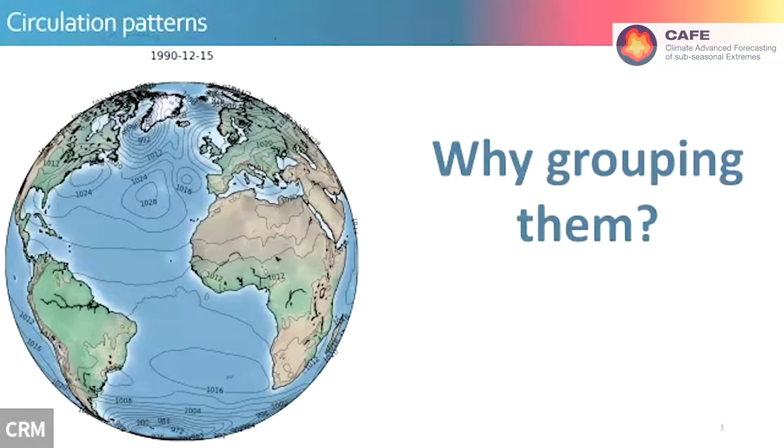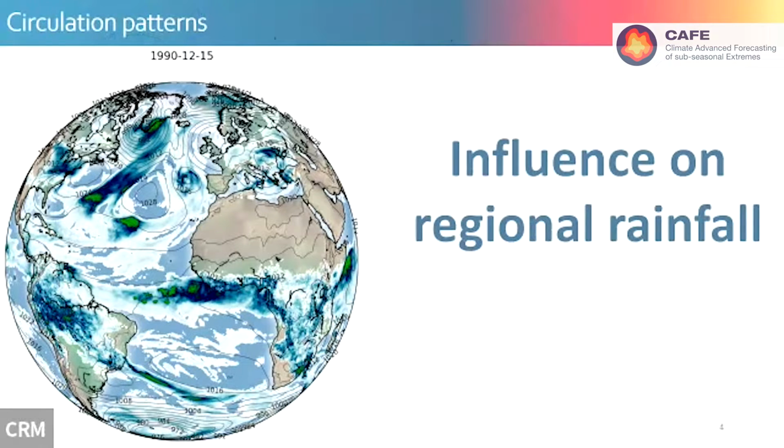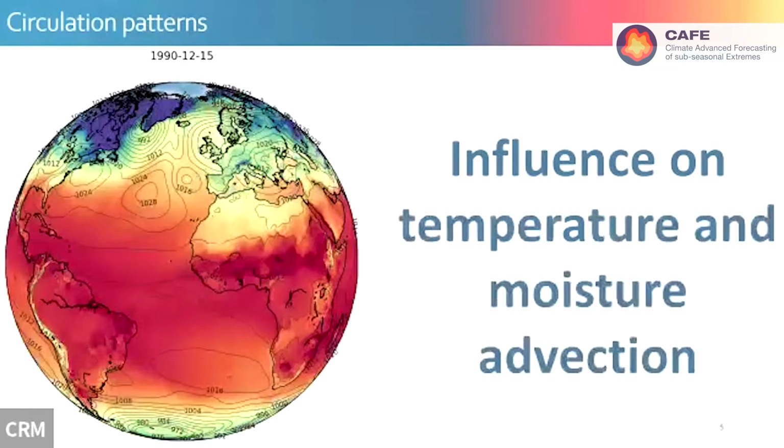So what we work on is grouping these patterns, and the question is why group them. As we saw, they clearly influence things like wind speed and wind direction, but they also influence precipitation. There is a clear relationship: low pressure systems usually affect precipitation, whereas high pressure systems do not usually favor rainfall. And they also influence things like temperature and moisture advection.